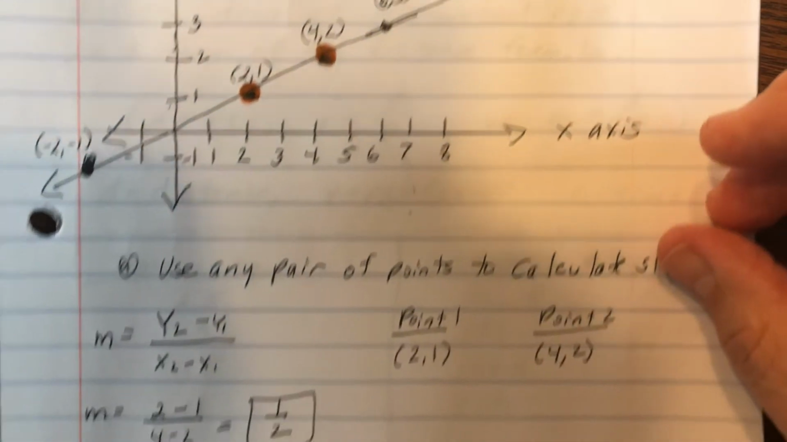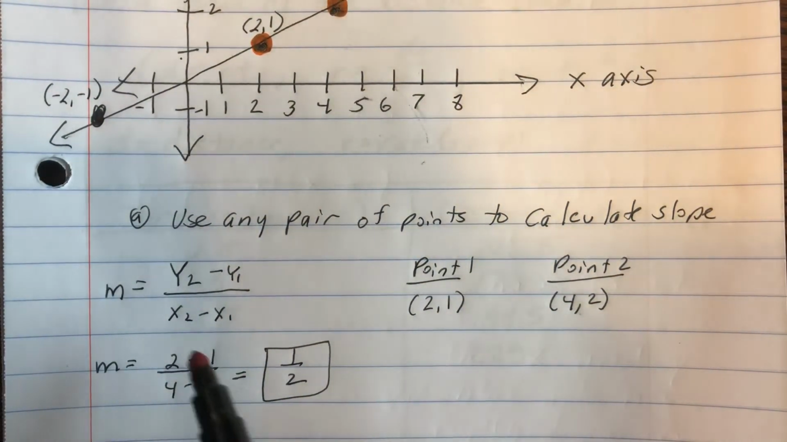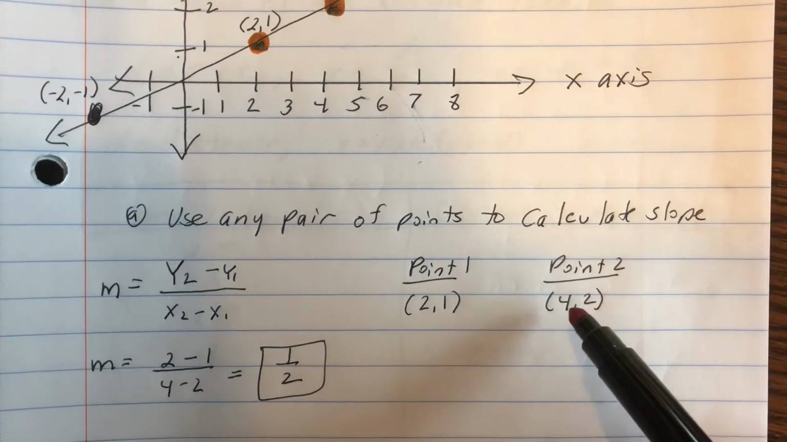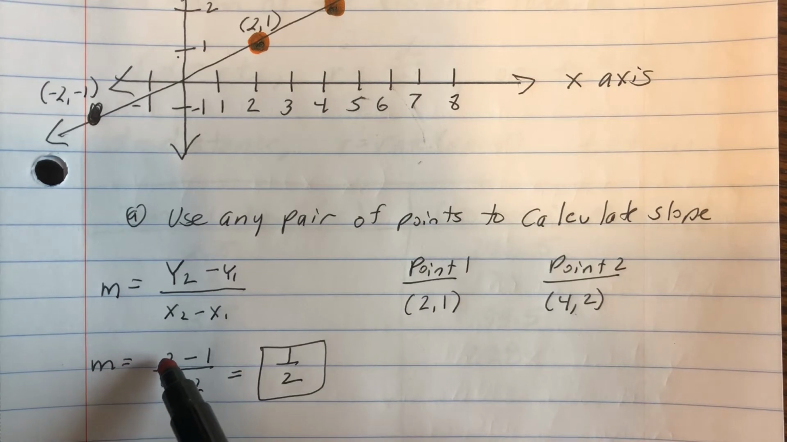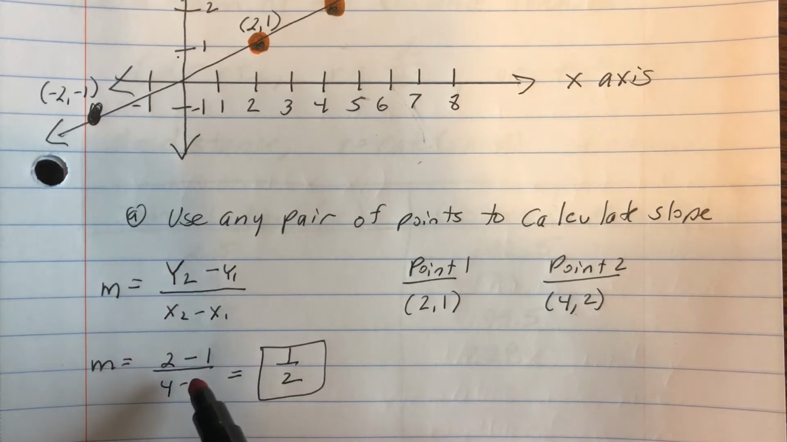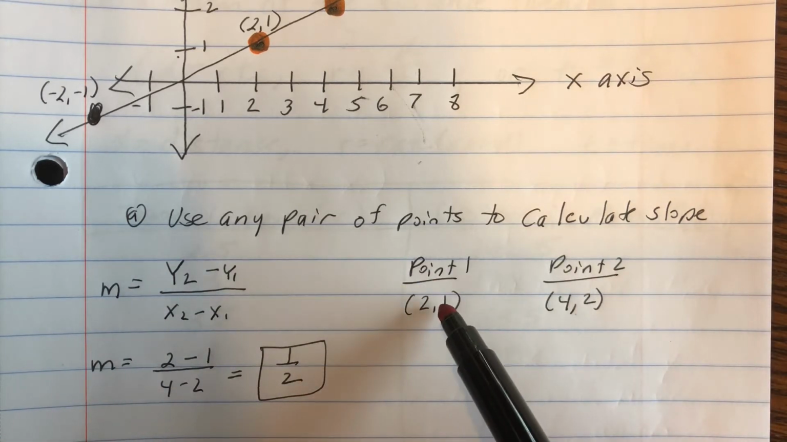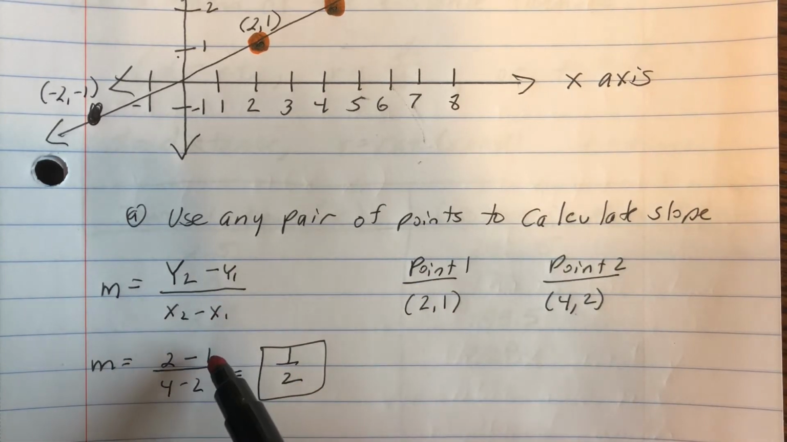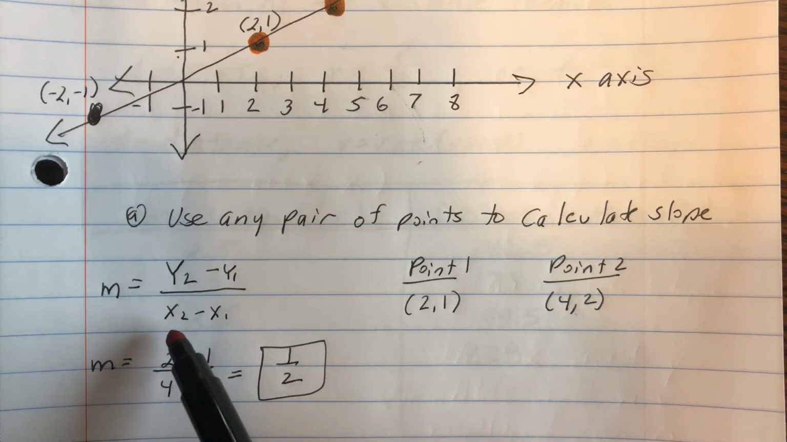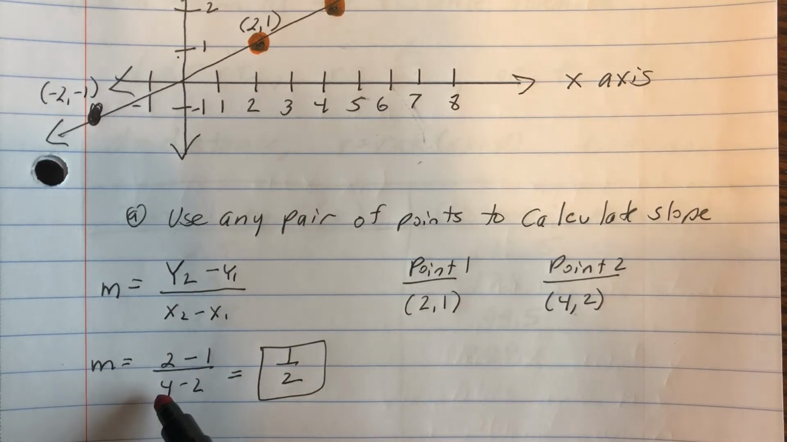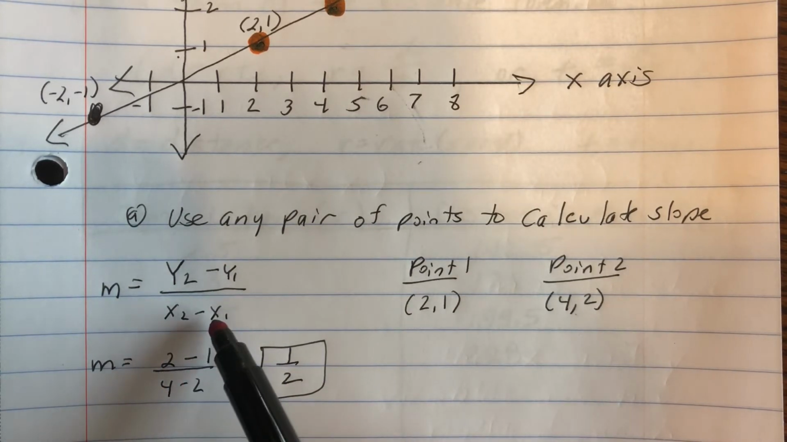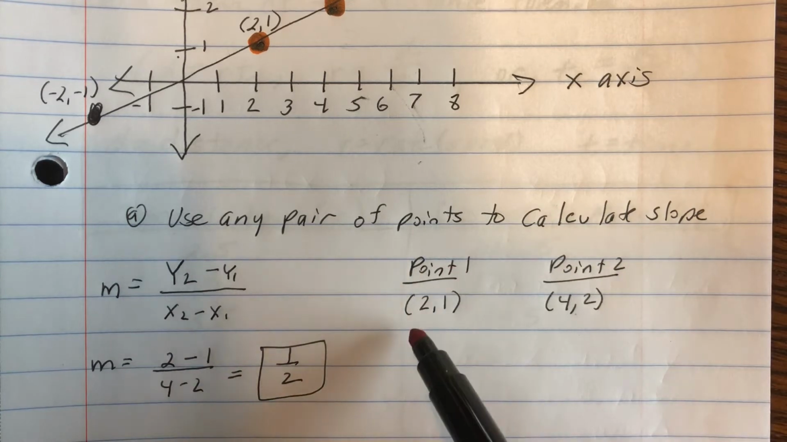So when I sub into my formula here, I'm going to replace the y sub 2 with the y value of point 2, which is 2, and then I'm going to substitute in for y sub 1. So I go to my y value for point 1 here, which is 1, and sub that in. My denominator for x sub 2, I'm going to go to point 2 and take the x value, which is 4, and sub that in here. My minus sign from the formula, and then for x sub 1, I'm going to go to point 1 and sub the x value in from point 1, which is 2.